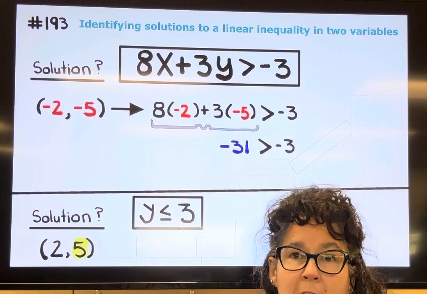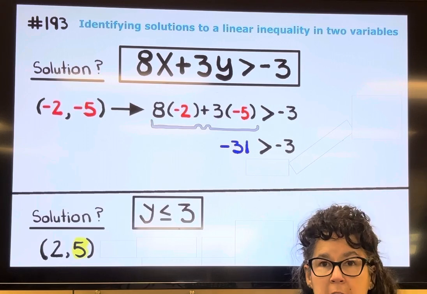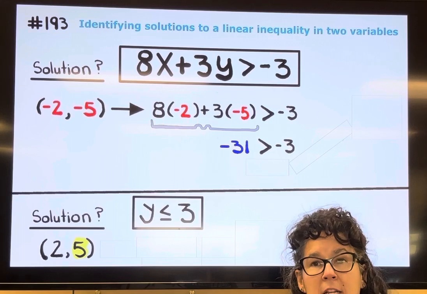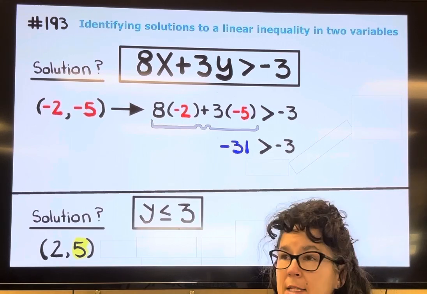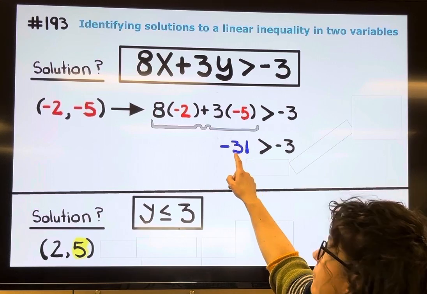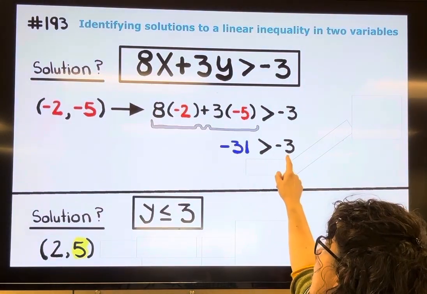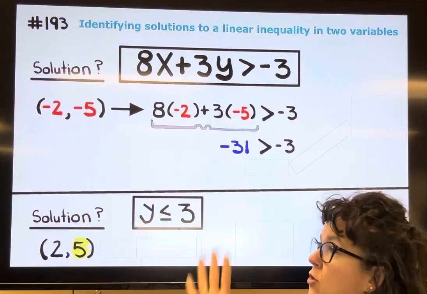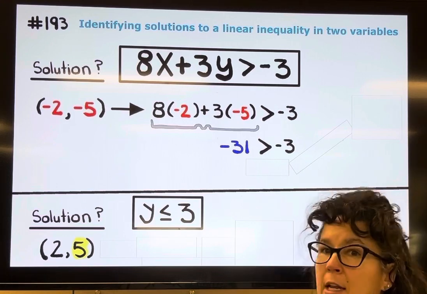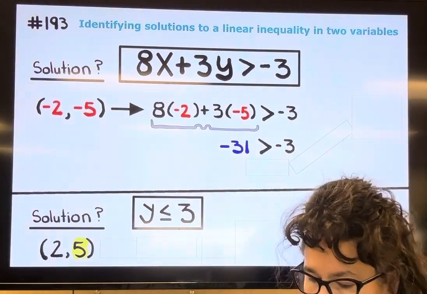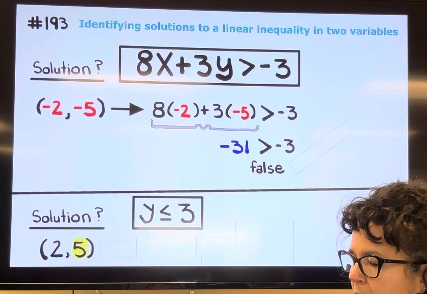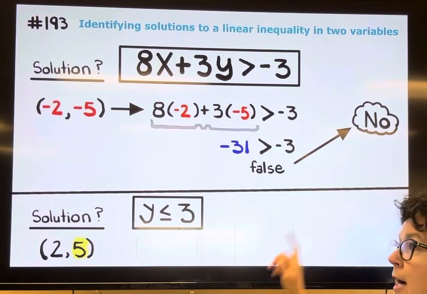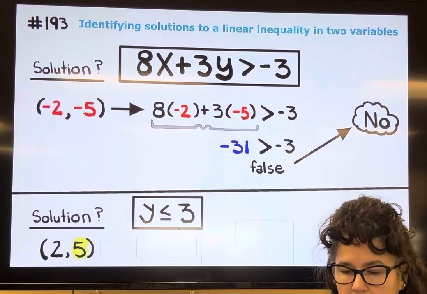Most of you know that the alligator eats the bigger meal, but when it comes to negative numbers, you might consider instead thinking of it as it's going to eat what I would rather have. When it comes to negative numbers, if I owe somebody $31 and I owe somebody $3, I would rather owe $3. So the alligator should be eating the -3 because it is larger. So this is false, which leads me to no, -2, -5 is not a solution to this inequality.